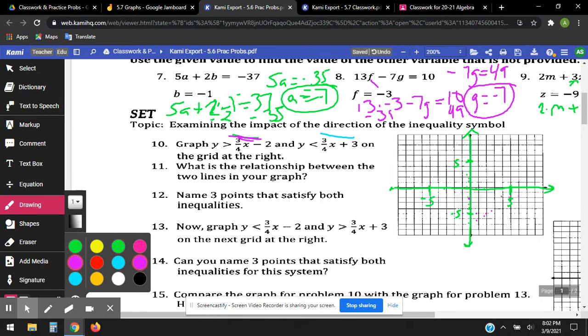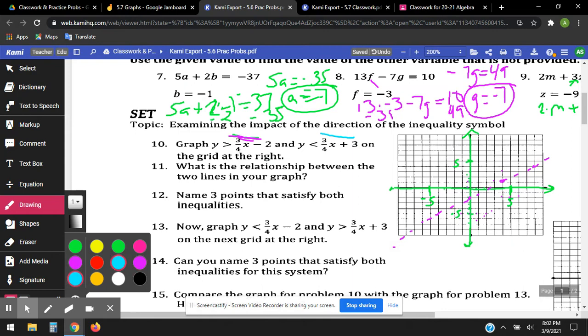So -2, I can still go up 1, 2, 3, and over 1, 2, 3, 4. Okay. So this is my dotted line to go across here.